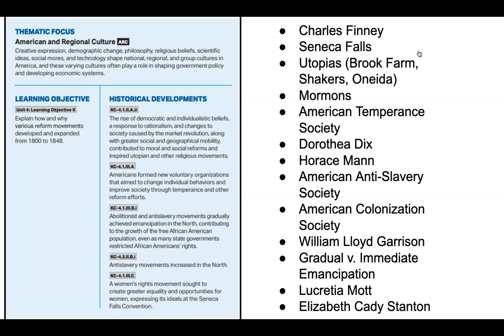And so out of the revivalism of Charles Finney, you're going to see these reform movements. You're going to see the Utopias, the Brook Farm and the Oneidas and the Shakers come together to try to create a perfect society and escape from the broken society of the United States. You're going to see the American Temperance Society formed in order to try to stop people from drinking too much. You're going to see Dorothea Dix go after prisons and start to try to reform prisons. Horace Mann is going to try to reform American education.